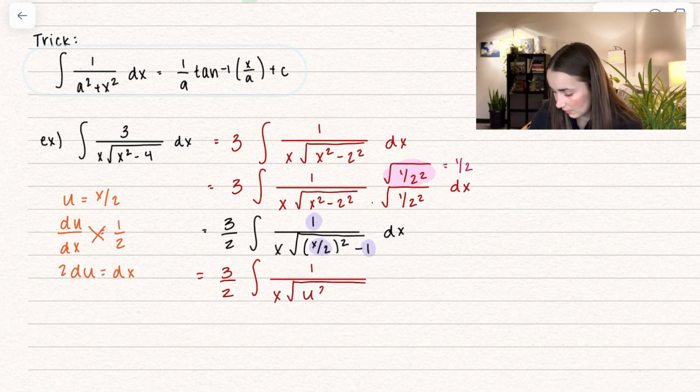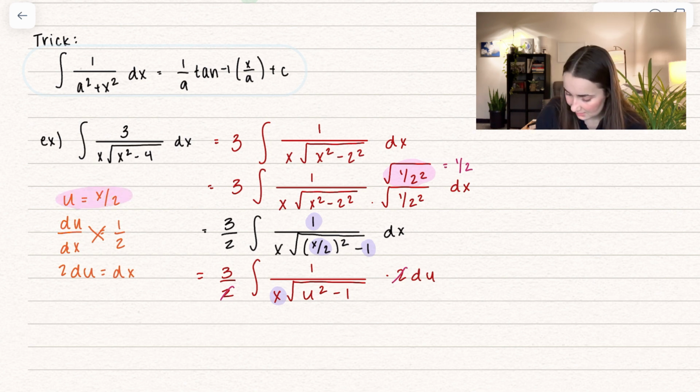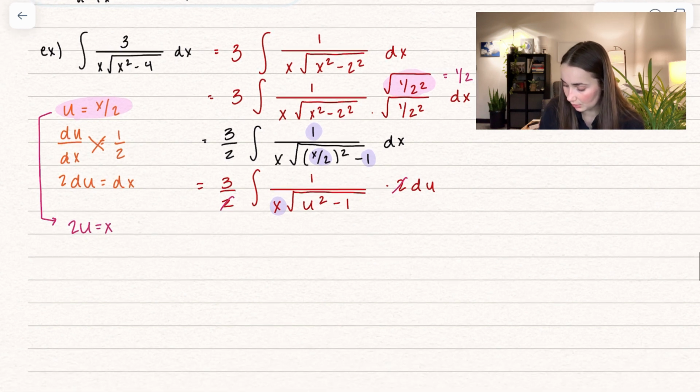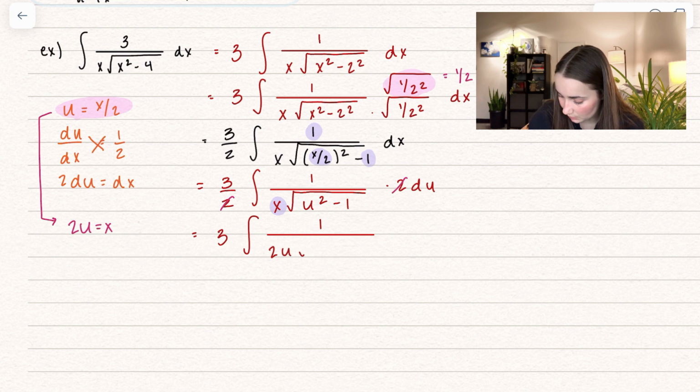And that becomes u squared minus 1 times 2 du. Notice that the 2's cancel out. But we also have to pay careful attention to this x in the denominator. I can't integrate yet because I want everything to be in terms of u. So actually what we're going to go ahead and use is what u is originally equal to. So if I bring this down and I multiply both sides by 2, I get 2u is equal to x. And I can go ahead and replace that in our equation. So instead of x, I get 2u times the square root of u squared minus 1 times du.